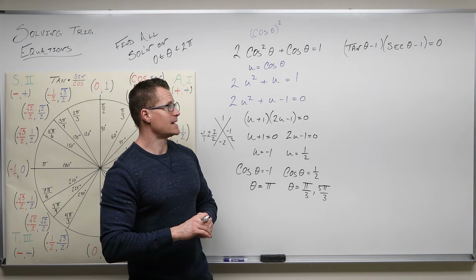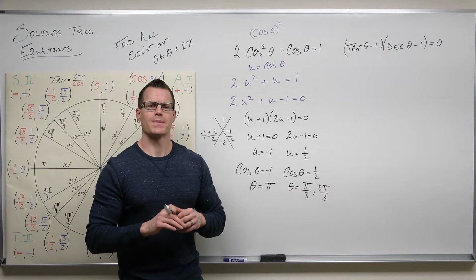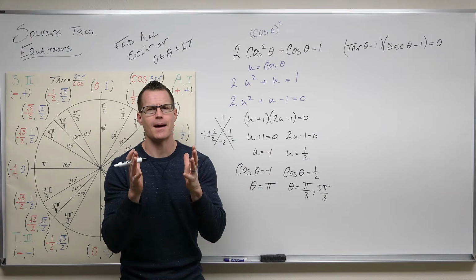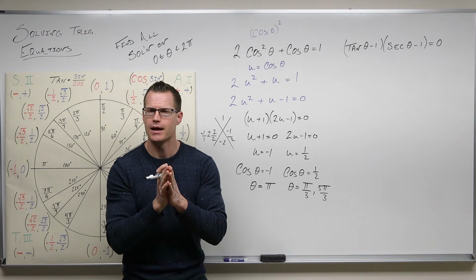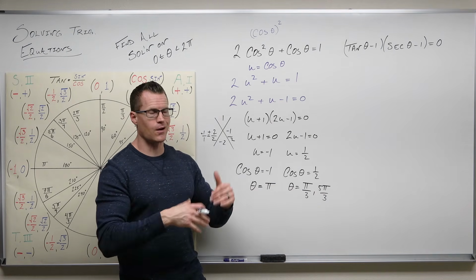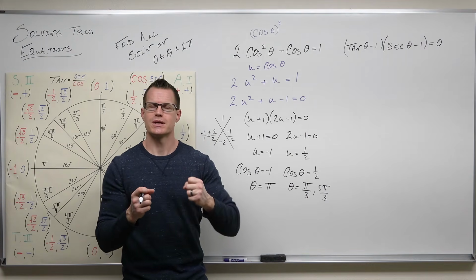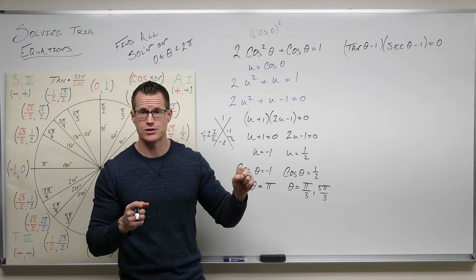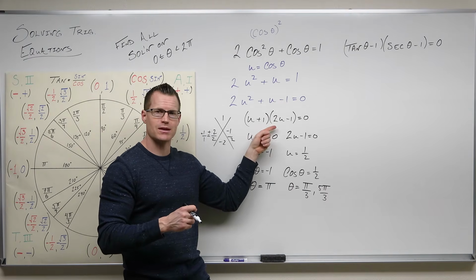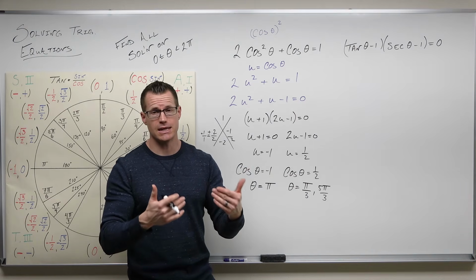Now, next one. Tangent theta minus 1, secant theta minus 1, multiplied together equals 0. Do not distribute this. I'm begging you. Please don't distribute that. If you have two factors, which you do, multiplied together, which they are, equal to 0, you win. This is fantastic because you can set each of those equal to 0 by the zero product property, the exact same thing that we did right here. Don't substitute, definitely don't distribute. This is easier than that.